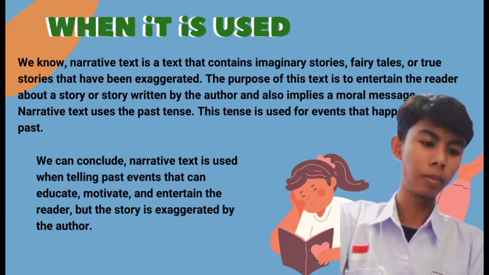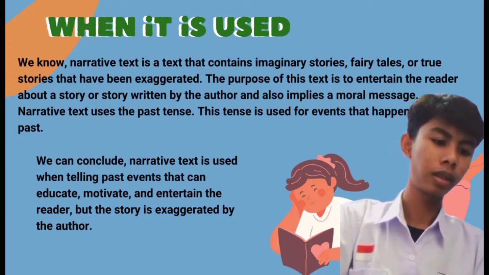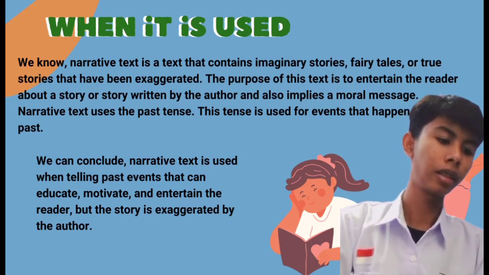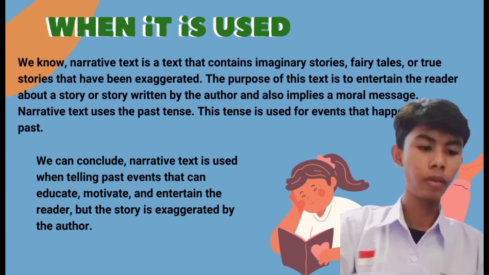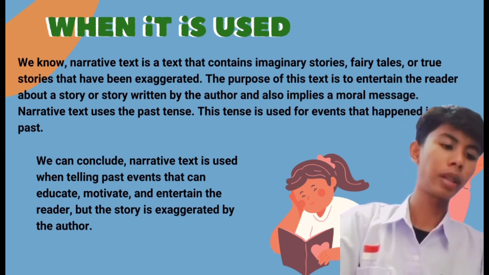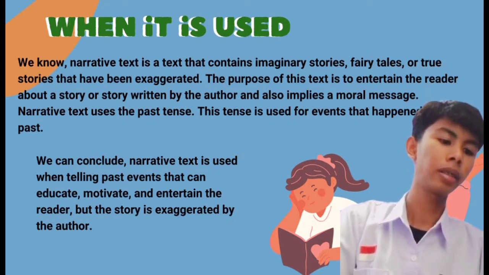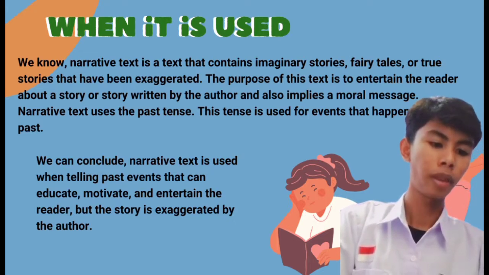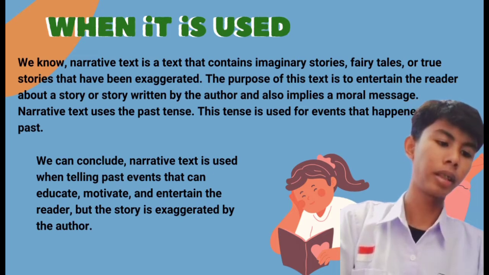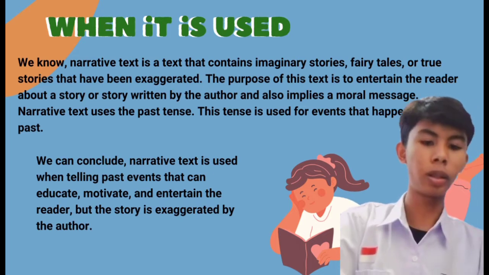Narrative text uses the past tense. This tense is used for events that happened in the past. We can conclude narrative text is used when telling past events that can educate, motivate, and entertain the reader, but the story is exaggerated by the author.